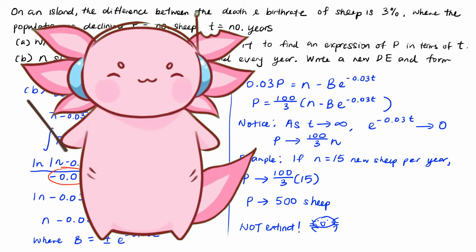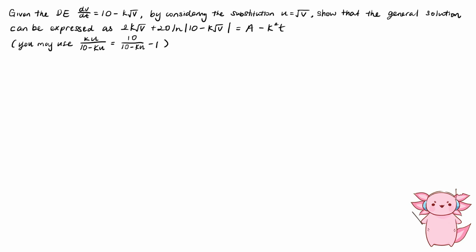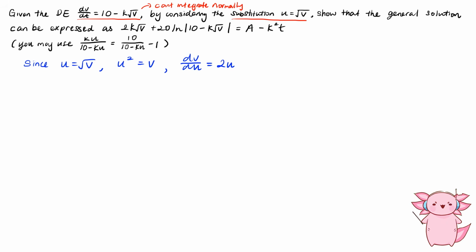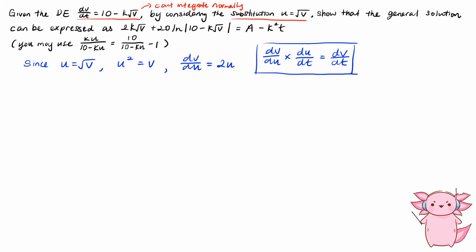Yay, go sheep! Now this question is a little bit more difficult since we can't integrate this because of the square root v term, so we have to use a substitution. And finding dv/du equals 2u, we can construct the chain rule where our goal is to split apart du/dt.